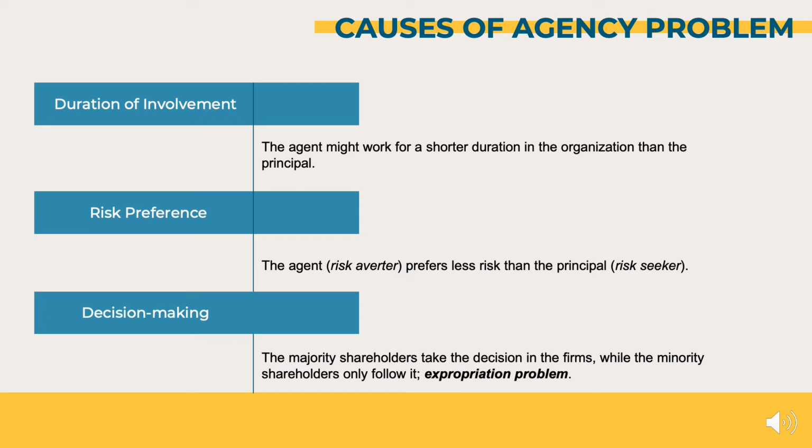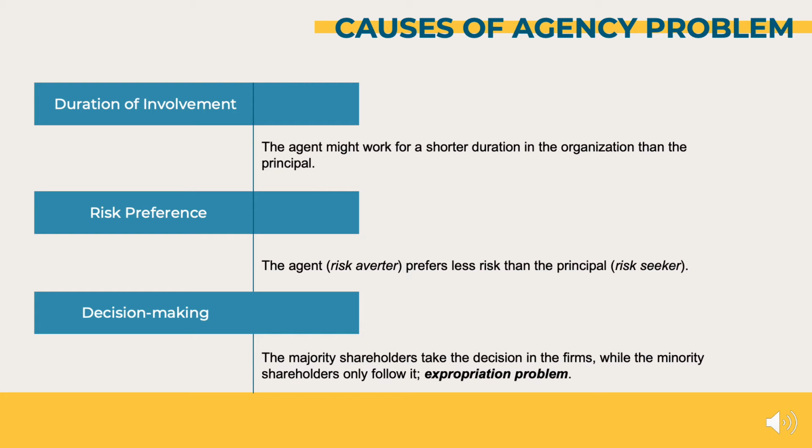And the last one is decision making, which causes the principal problem. Majority shareholders take decisions in the firms, while the minority shareholders only follow them. It can create an agency problem for the minority shareholders as the majority shareholders' interest might conflict with theirs. The decisions taken by the management could be in the exclusive interest of the majority shareholders and in disregard of the minority shareholders' interest. See, shareholders might also be faced with majority shareholders that are incompetent.